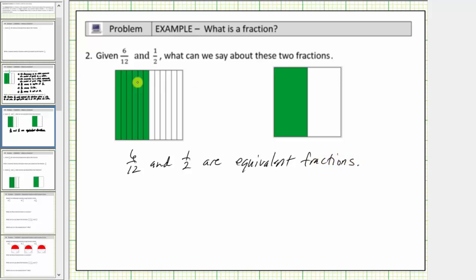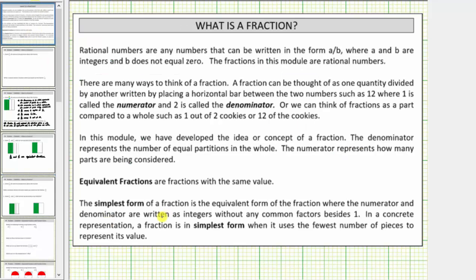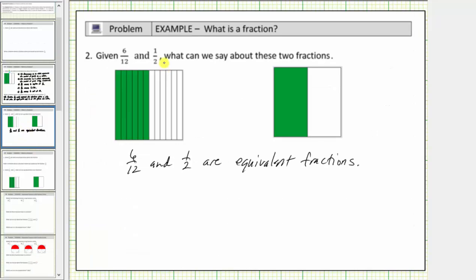Going back to our notes again, the simplest form of a fraction is the equivalent form of the fraction where the numerator and denominator are written as integers without any common factors other than 1. In a concrete representation, a fraction is in simplest form when it uses the fewest number of pieces to represent its value, which means 1/2 is the simplest form of 6/12. Notice the only common factor between 1 and 2 is 1. 6 and 12 share common factors of 1, 2, 3, and 6.